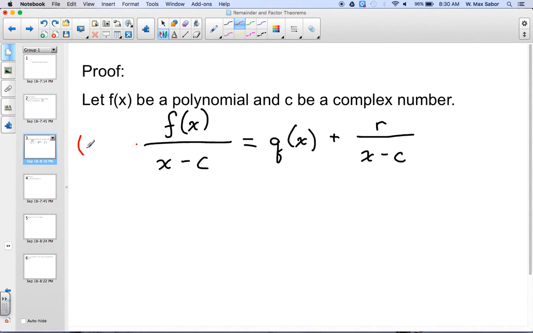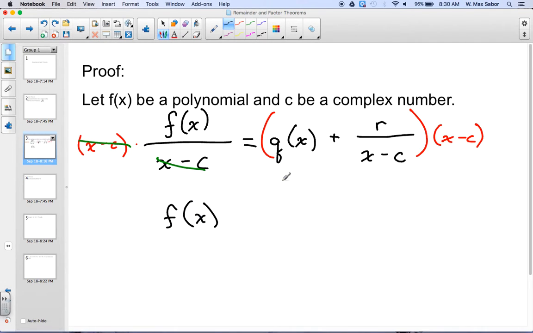Now, what I'm going to do is multiply both sides of this by x minus c, because I want to get rid of that x minus c. If we do this, those cancel, and we're left with f of x. When we distribute that x minus c, we get x minus c times q of x, and the remainder, the x minus c and this x minus c cancel out over here, so we're left with just the remainder.